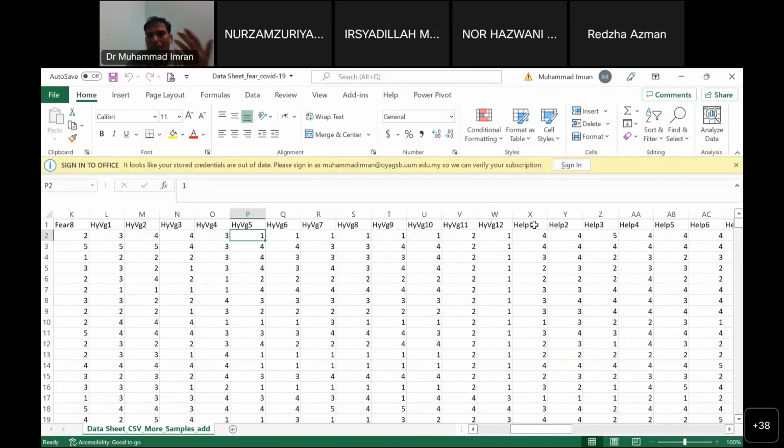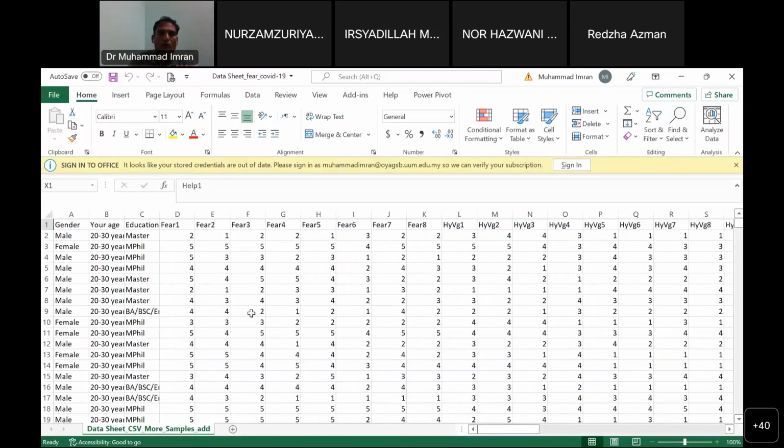And the other one is helplessness. I give the code help 1, help 2, help 3. Okay, these are the codes. Mine is the other function, the main function. You must focus on this one. This is a very important lecture.